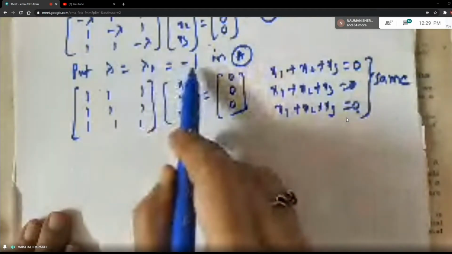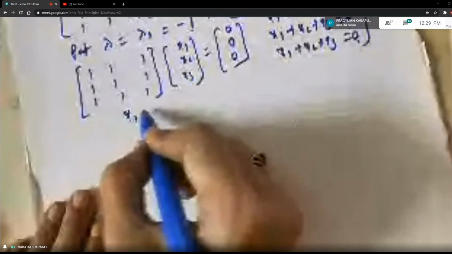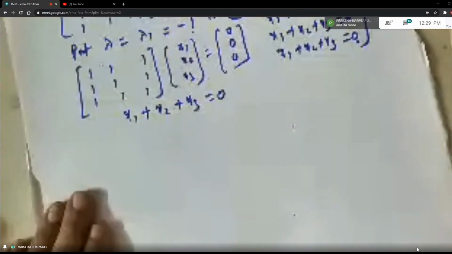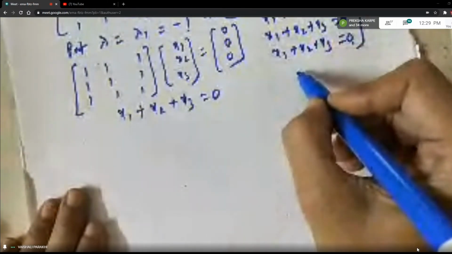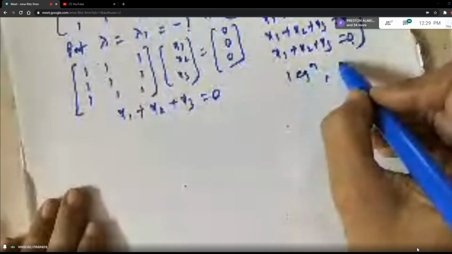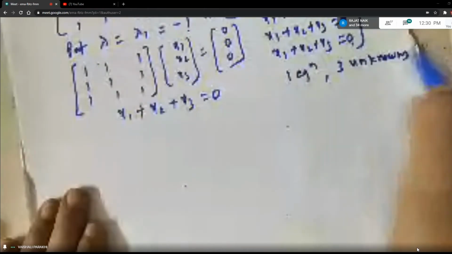As I told you earlier, whenever there are repeated eigenvalues, you come across the same equations. Now here this minus 1 is repeated twice, so these equations are the same. Let us see how to go about this. This is the same equation, right? Now see, there is one equation, and how many unknowns? 3 unknowns, right?